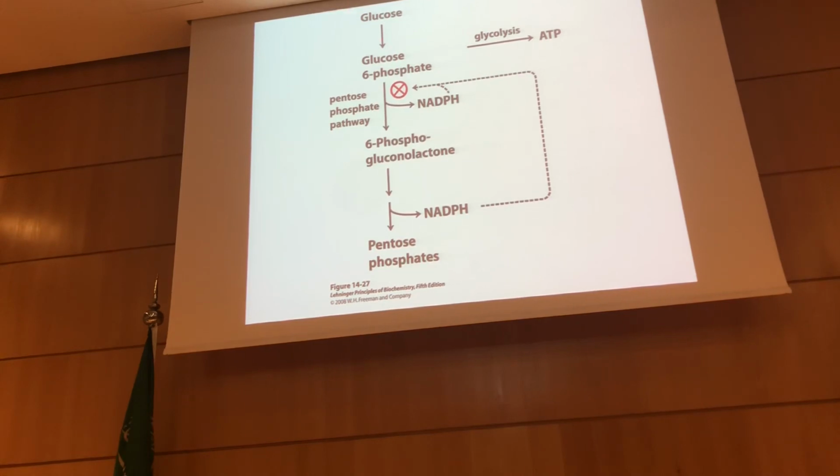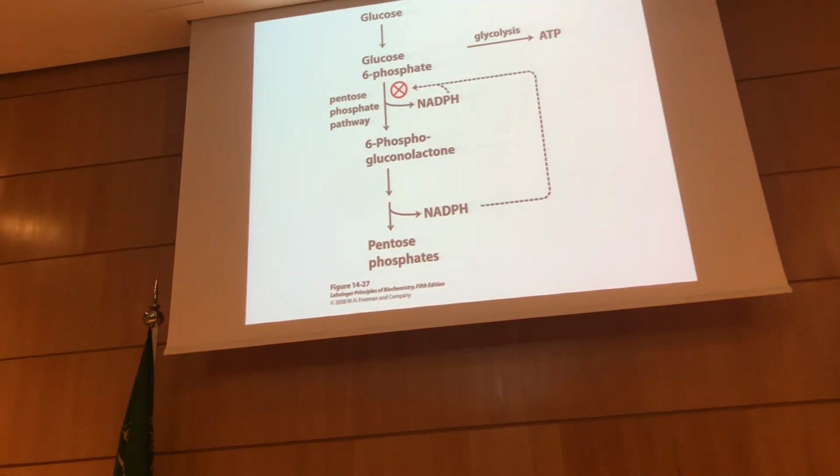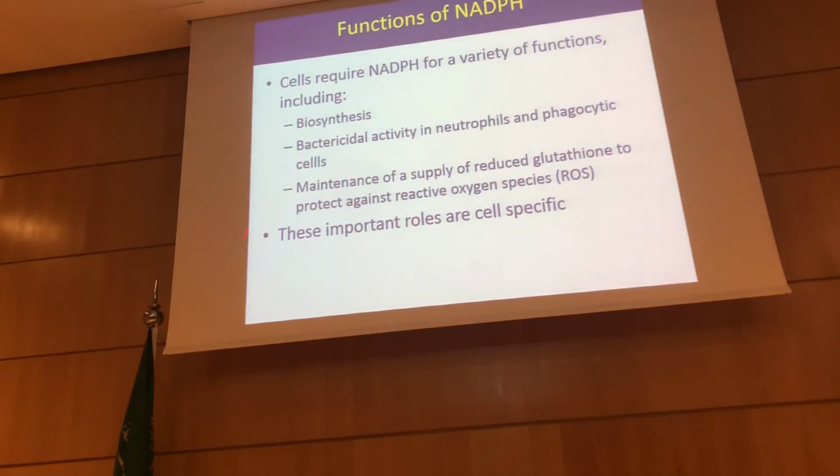From glucose 6-phosphate to 6-phosphogluconolactone, we have formation of NADPH, and then to ribose 5-phosphate, we have another NADPH here. But the rate limiting enzyme is the one here, glucose 6-phosphate dehydrogenase, and accumulation of NADPH will cause the inhibition of glucose 6-phosphate dehydrogenase. Okay, so the rate limiting enzyme of the pentose phosphate pathway is glucose 6-phosphate dehydrogenase, and it is inhibited by NADPH. So let's see why we want NADPH.